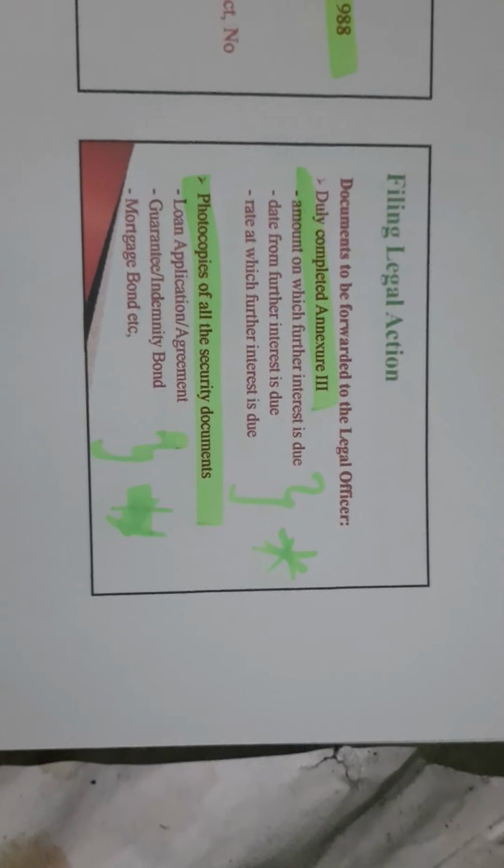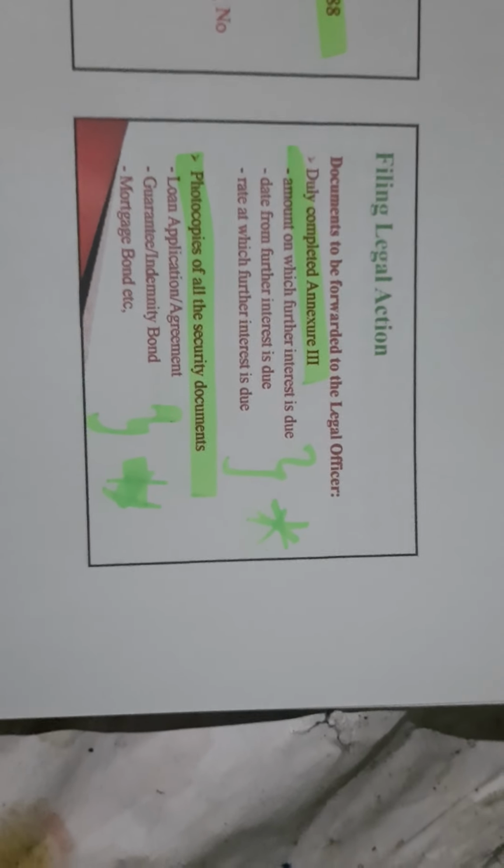Documents to be forwarded to the legal officer. These are the documents that should be forwarded to a legal officer in order to effect the legal action for a financial institution. Duly completed Annexure 3. It contains the amount on which further interest is due, the date from which further interest is due, the rate at which further interest is due, photocopies of all the security documents, loan applications, agreements, guarantees, indemnity bonds, mortgage bonds, etc.